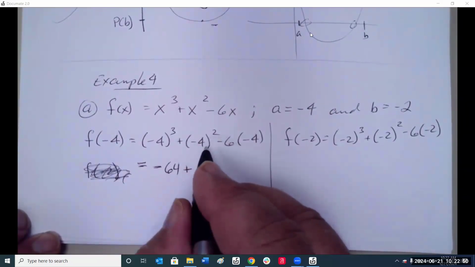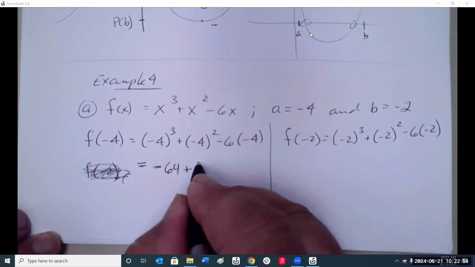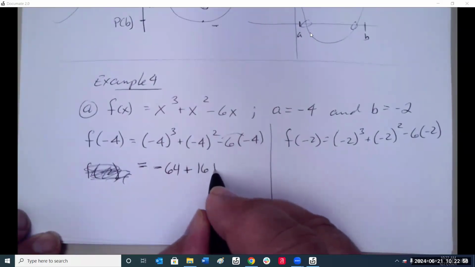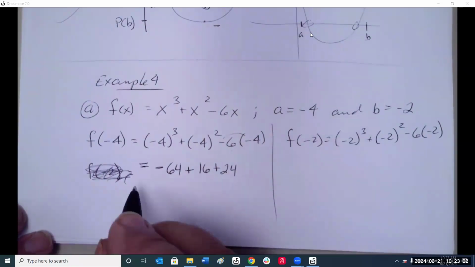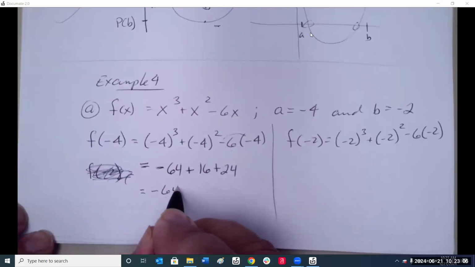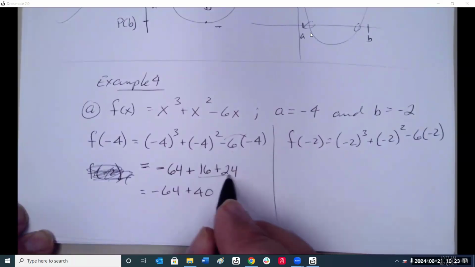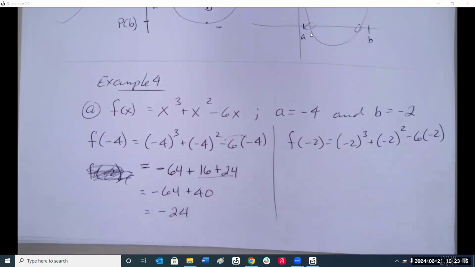Plus -4 squared, it's going to be positive. 4 squared is 16. Negative times negative is positive. 6 times 4 is 24. We have -64 plus 40 equals -24.